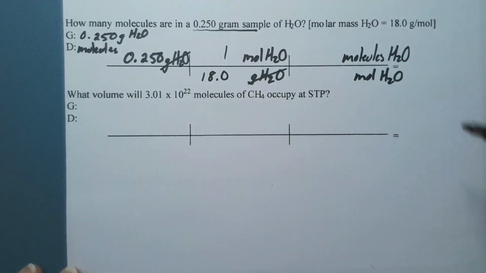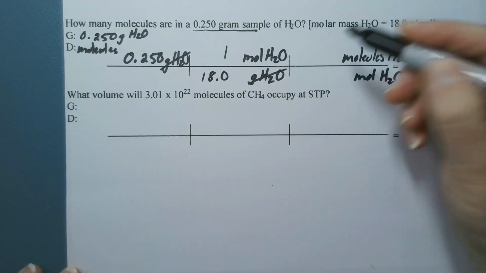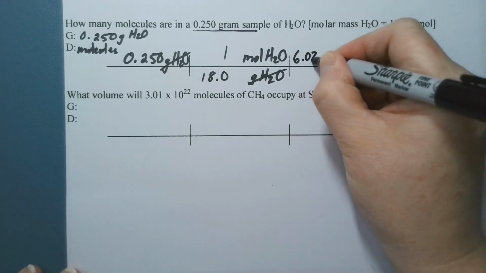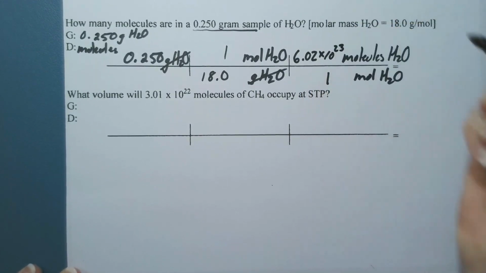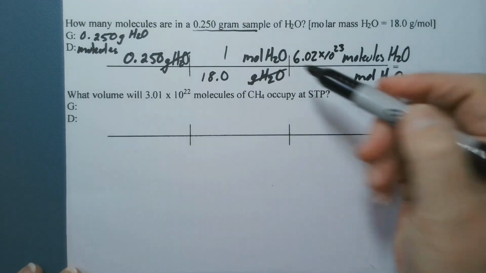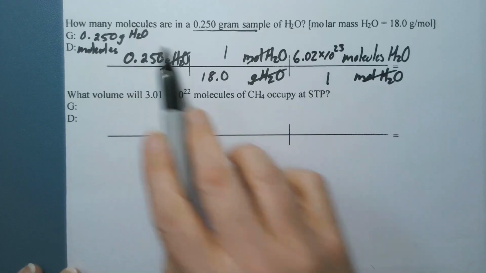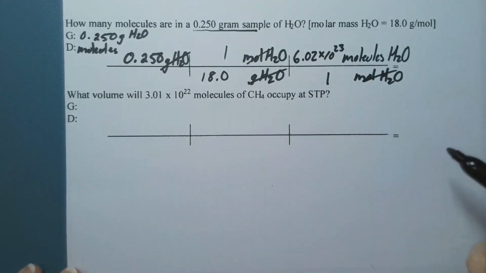There we go. And then over here, this is a definition. It's 1 mole again. And what's the molecule number? 6.02 times 10 to the 23rd. Okay, moles will cancel. I'm left with molecules. That's what I was asked for. So I just need to do the math.